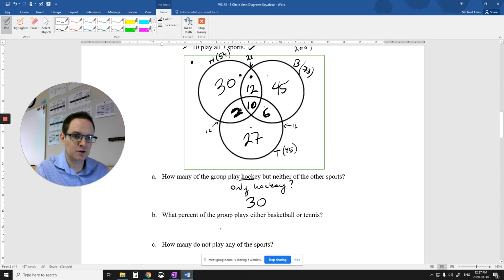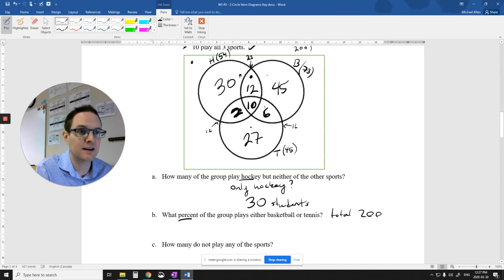Okay, what percentage of the group plays either basketball or tennis? Now percentage, it doesn't say how many. So this one here says students or players or whatever. This is going to be a percentage, but I know that there's 200 people in total. So first of all, I want to know how many kids play either basketball or tennis. Didn't say only basketball or tennis. So I can include some of those kids that play hockey. So it's everything in those 2 circles there. So I'm going to add all those pieces together first.